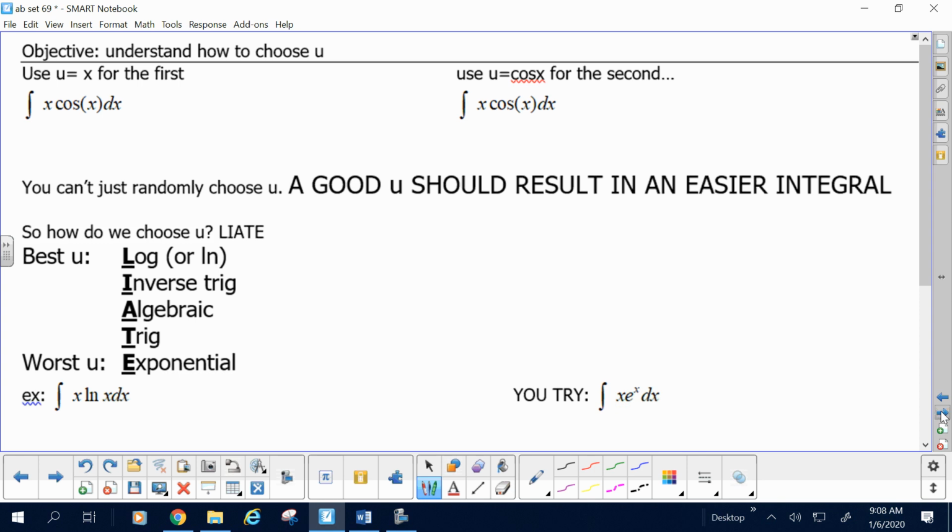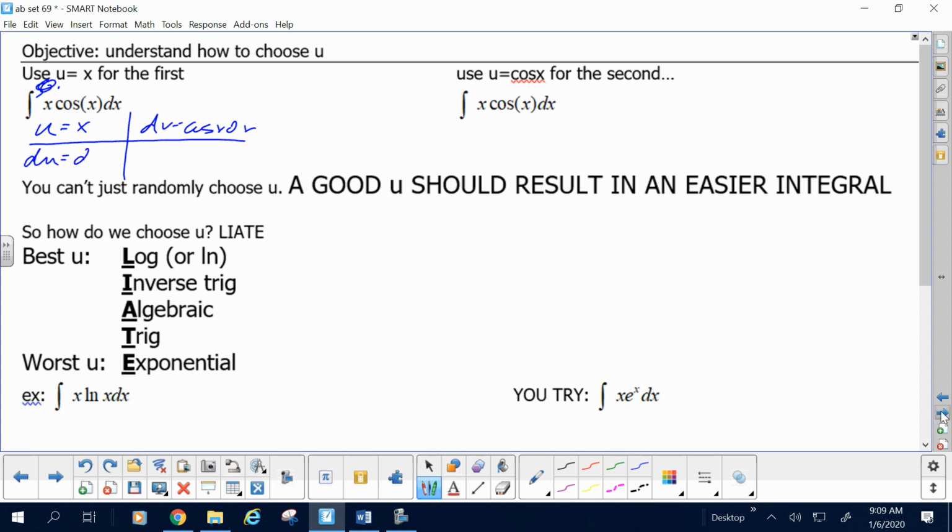So let's say that in doing this, I let u equal cosine of x, or u equal x. If u equals x, I know we just did this, but let's go through it again quickly. dv is therefore cosine of x dx, yeah?